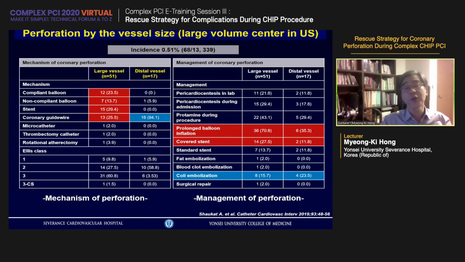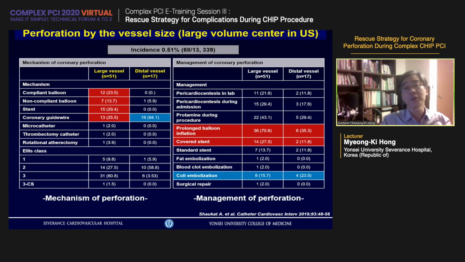Coronary artery perforation is divided into two types according to the vessel size: large vessel, usually proximal or middle segment, and distal vessel, small size of the vessel. What is the mechanism of large vessel perforation? Balloon and stent were about 30%, coronary wire 25%. Distal vessel perforation is mainly from the coronary wire.